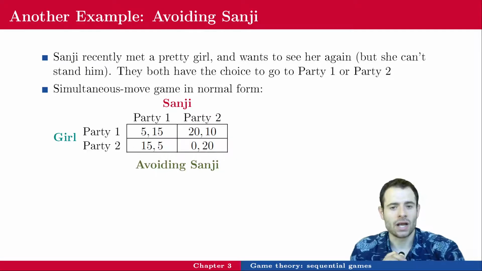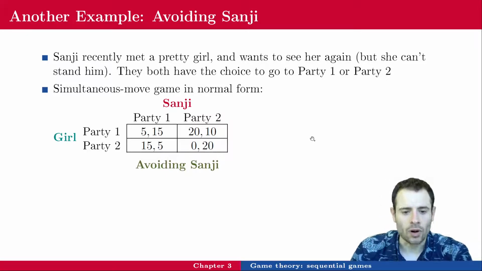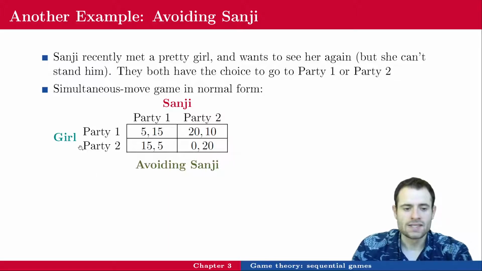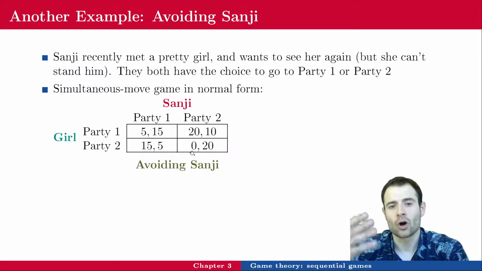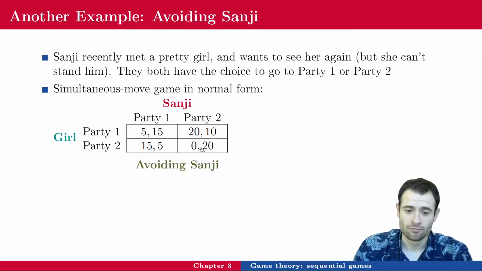If they move simultaneously, then if they both go to party 1, the girl gets a payoff of 5, and Sanji gets a way higher payoff. He's happy, he sees her, he gets a payoff of 15. If they both meet at party 2, it's even worse for the girl. Parties could be different. And it's even better for Sanji, who gets a payoff of 20 now.